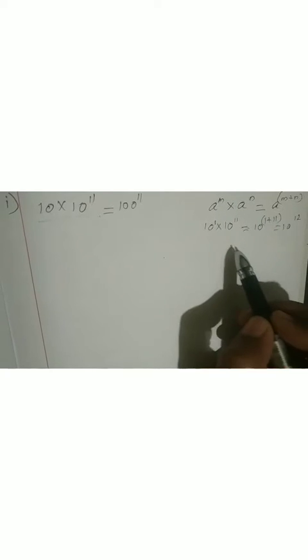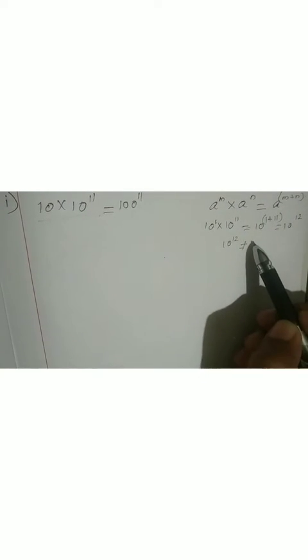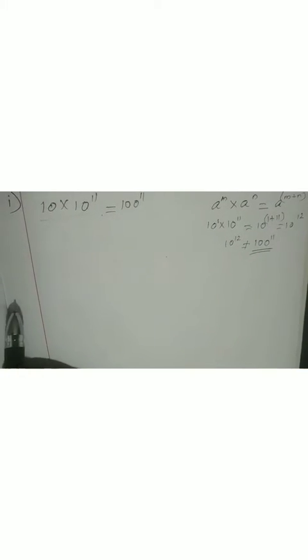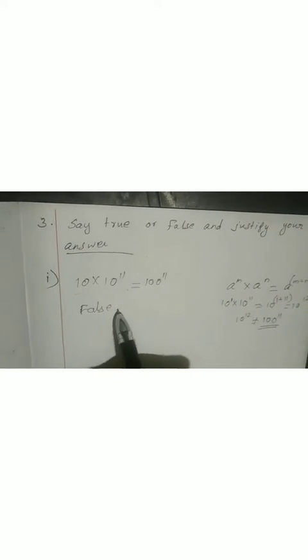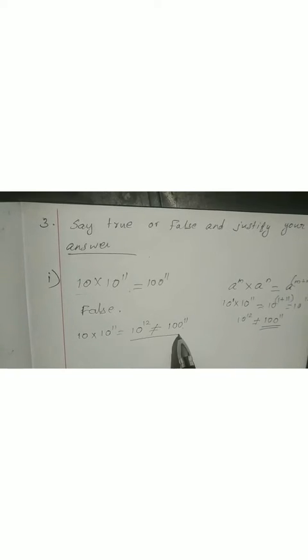Here 10 raised to 12 is not equal to 100 raised to 11. So we can say this is false. Then we have to justify the answer. That is 10 raised to 11 is equal to 10 raised to 12, not equal to 100 raised to 11.